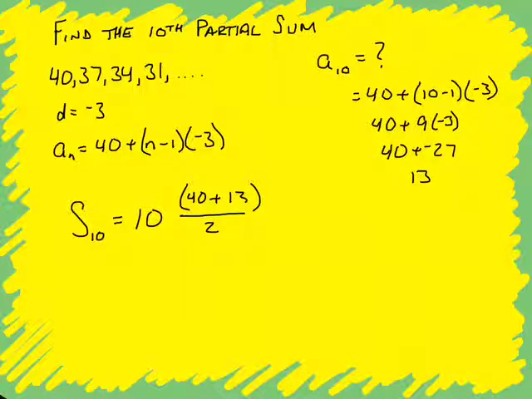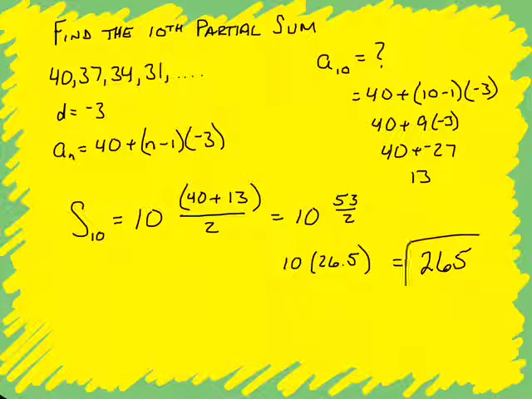So now that we know our 13 here, we can plug this in, and we'll end up with 10 times 53 halves, or 10 times 26 and a half, which is going to become 265. That's your 10th partial sum for this particular arithmetic sequence.